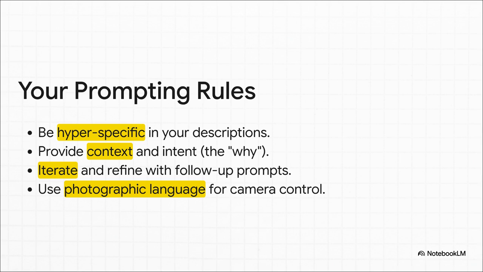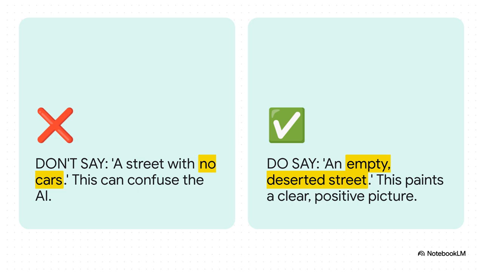Third, don't be afraid to iterate. Tweak your results with follow-up prompts. And finally, always remember to use that photographic language. Talk about wide-angle shots and 85mm lenses to control the camera. And here's a massive pro tip. Use semantic negative prompts. Okay, that sounds complicated, but it's super simple.